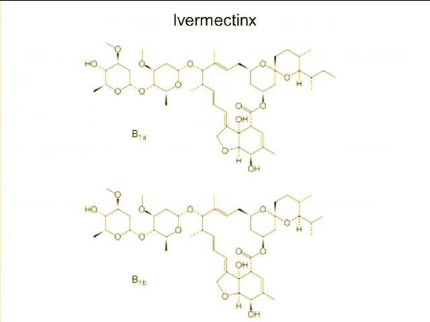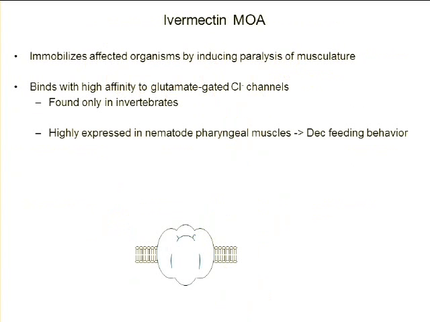So the way ivermectin works, you can see how big the structure is, is that it essentially paralyzes the organism, and it does so by binding to a glutamate-gated chloride channel. And this channel is only found in invertebrates like these worms. And this channel is also highly expressed in the nematodal pharyngeal muscles. And so if you paralyze these pharyngeal muscles, then the nematode can't feed as well. And if it can't feed as well, it detaches and either dies or it's excreted in the feces, depending on if it's in the intestines.